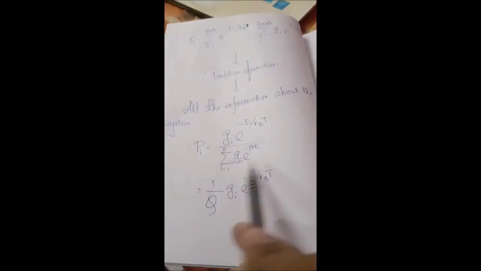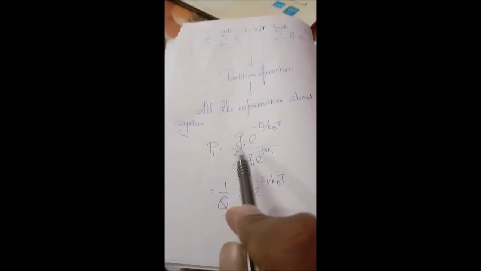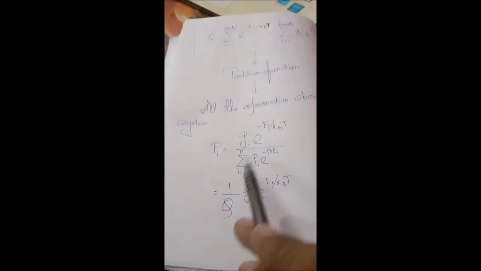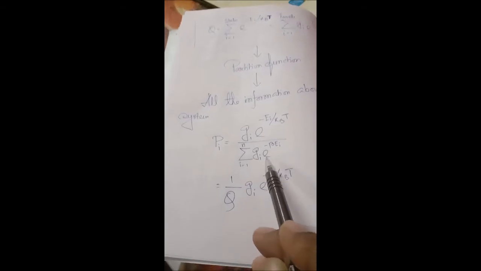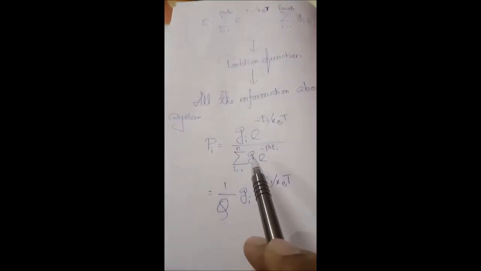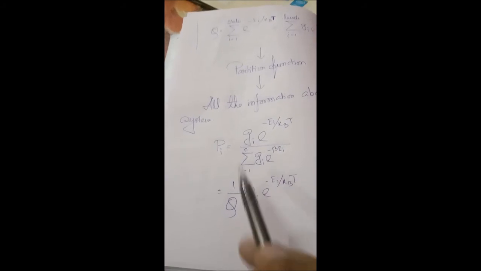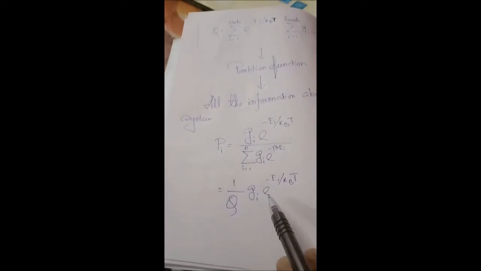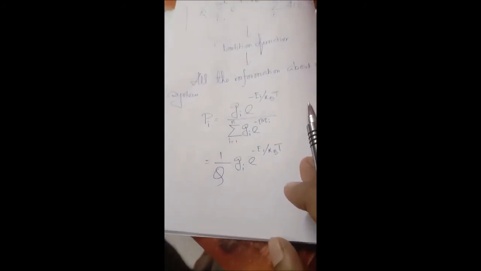So if I remember the earlier equation, that Pi equal to C into gi e to the power minus Ei by kBT. So if I replace this C by 1 by the sum over gi into e to the power minus beta Ei, the total equation looks like this: Pi equal to gi e to the power minus Ei by kBT divided by the sum over i equal to n of gi e to the power minus beta Ei. Sometimes I can write it as 1 by Q into gi into e to the power minus Ei by kBT, where Q is called the partition function.